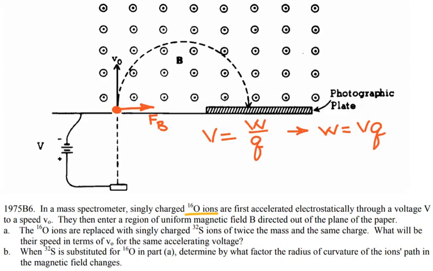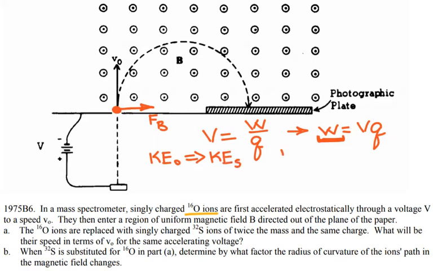In this way, the initial kinetic energy, or the work to accelerate the oxygen ions, is going to be transferred to the kinetic energy of the sulfur. So I can say the kinetic energy of the oxygen is going to be transferred into the kinetic energy of the sulfur.